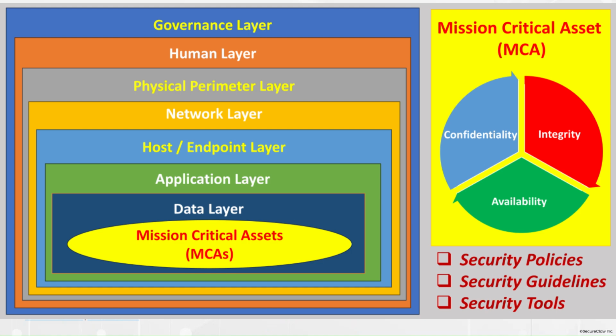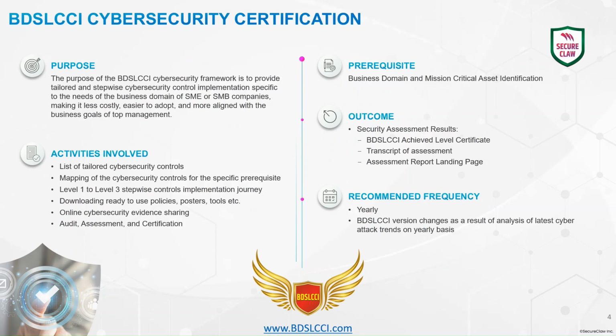It makes more sense for the organization because the cybersecurity controls required for their business are being shown there. Also, there are different levels of cybersecurity controls implementation, starting from level 1 to level 3 in the BDSLCCI implementation journey. Once a company registers on the BDSLCCI.com web platform, they can see the list of controls they need to implement depending on their business domain and mission critical asset, and they can utilize various tools, policy documents and guidelines which are available freely on this platform. They can also avail of online cybersecurity awareness training for their employees at a very reasonable cost, provided through recorded video sessions, followed by a small test and certification for the employees.